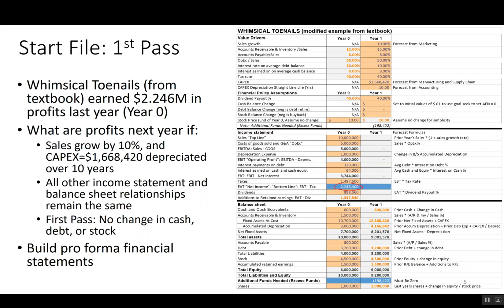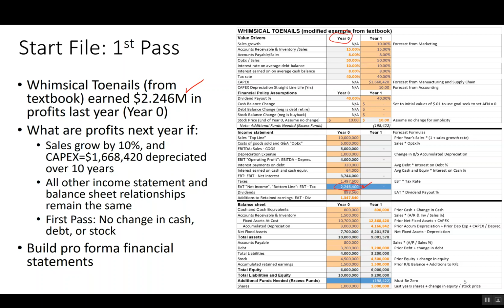So now what we're going to do is take an example that I modified from the textbook of this whimsical corporation that had sales last year of $2.246 million. There it is. And then we have all these actual results. So we'll call it year 0. All that means is these are results last year. We'll pretend that the year ended last year and these are the financial results.